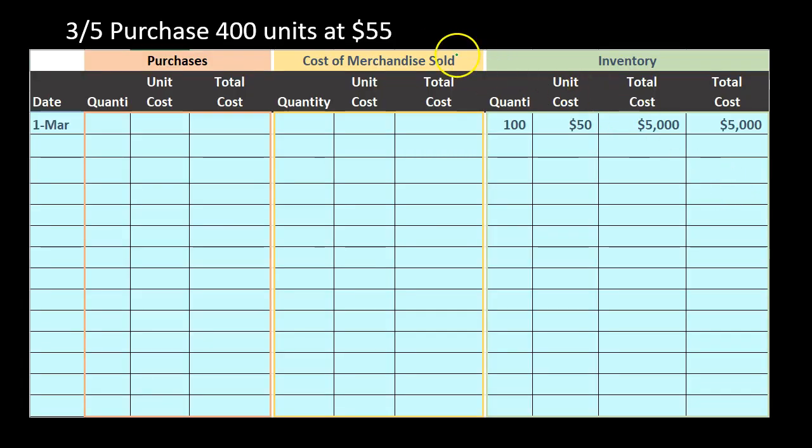Now we're going to go to the next thing that happens, which is going to say we purchased on 3/5 400 units at 55. Notice that the last units we purchased were at 50. We have rising prices. That's the problem. And that's the problem because prices don't stay the same even though we're buying the same units. These are the same widgets, whatever we're selling. The inventory we're imagining here, all the same. But the price is going up due to, if nothing else, inflation.